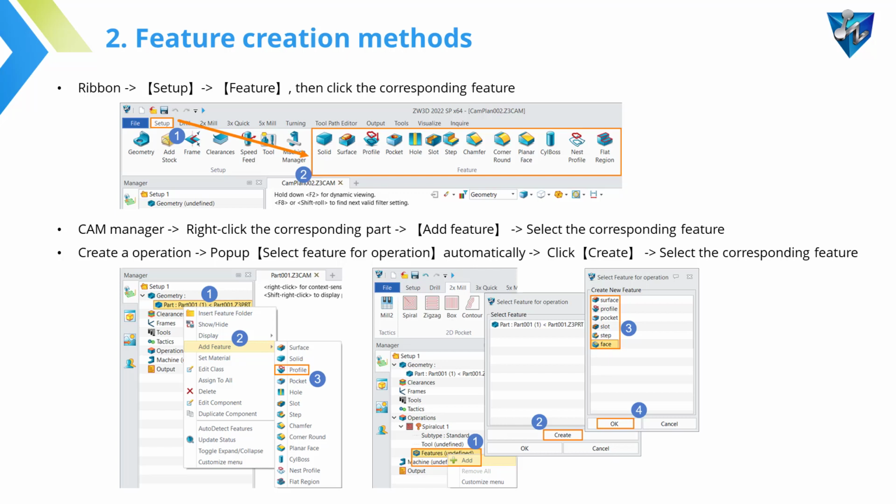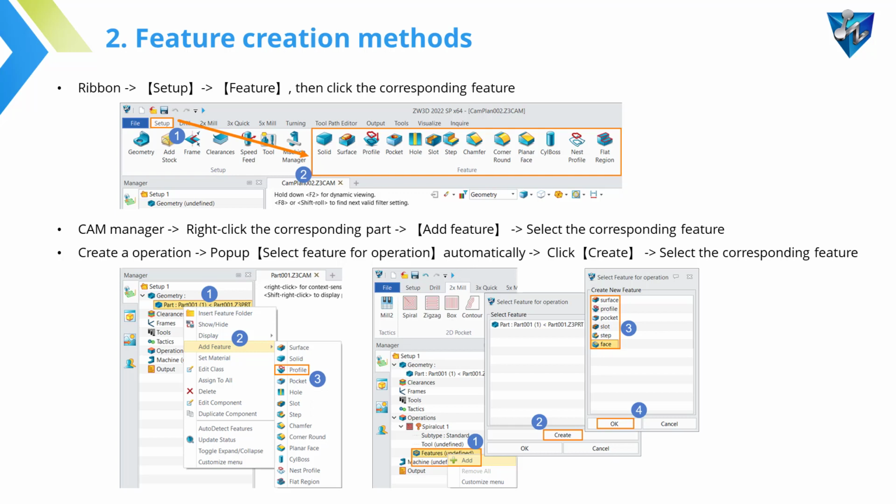In the last page, I've introduced feature overview and feature type. You may want to know how to create features for tool path calculation. So in this page, I will show you the methods to create features. There are 3 methods in total. Actually, in the images below, I have listed step by step.